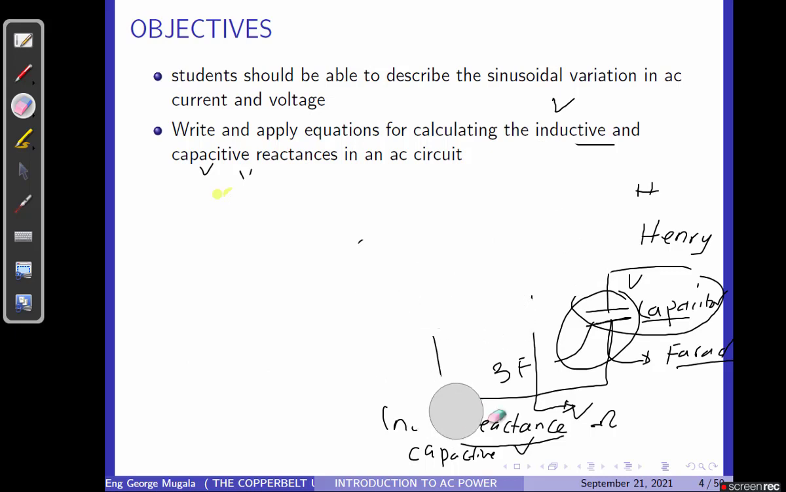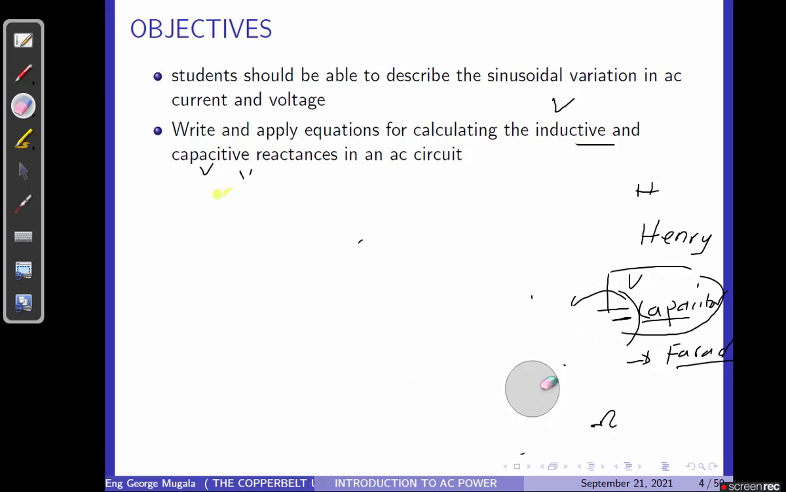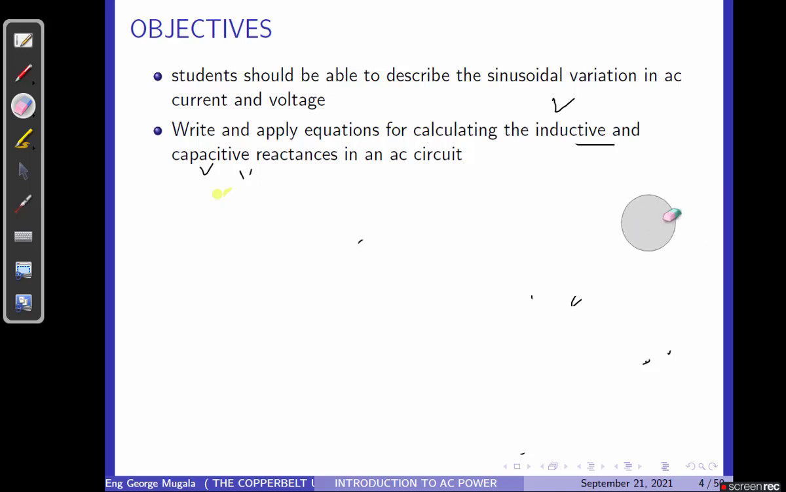We're actually saying that we should be able to write and apply equations for calculating inductive and capacitive reactances in a circuit. So in other words, when I give you a circuit that involves the inductor and the capacitor, you should be able to get the reactances, which are the equivalent resistances, if you will, measured in ohms, that belong to the capacitors and inductors. Okay.